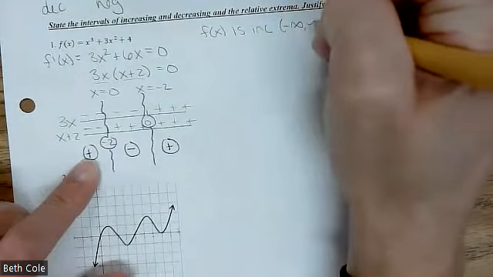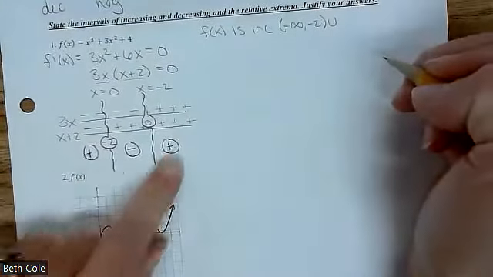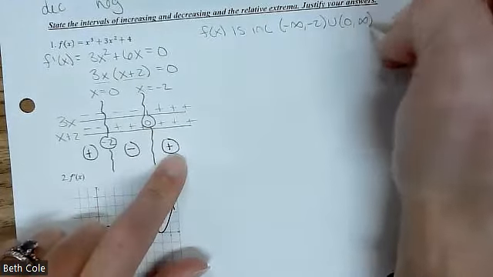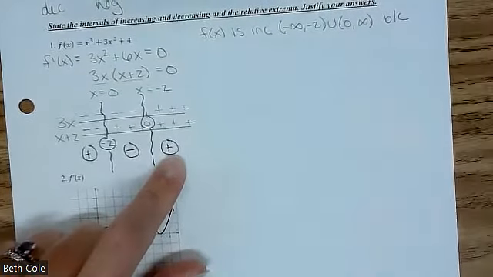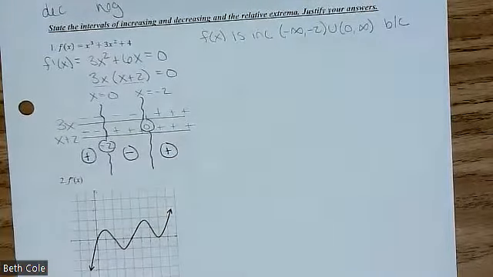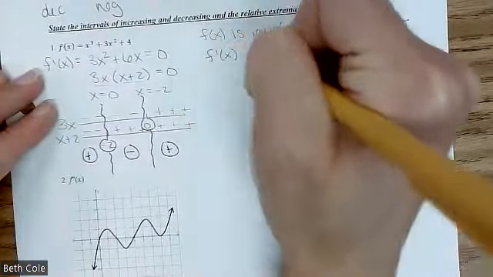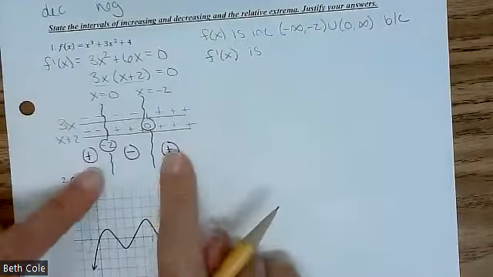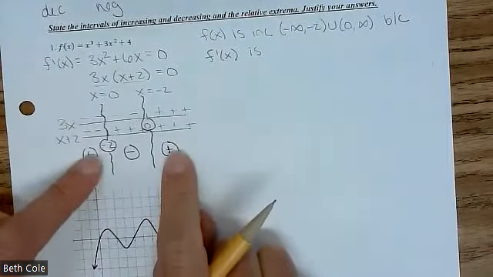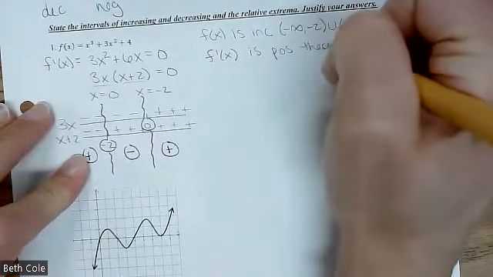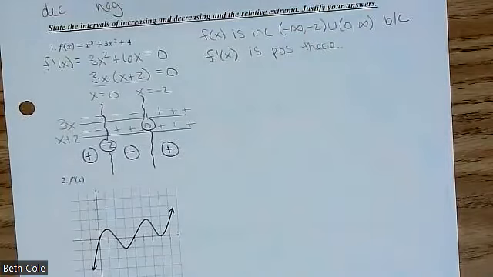Good. Negative infinity to -2. Union, where else? 0 to infinity. Because, so here's the justification. Cite your source. Your source is the first derivative. Because f prime is what? Why do we pick those two? Positive. There. So that's your first sentence. The function f of x is increasing on those intervals because the derivative is positive there.